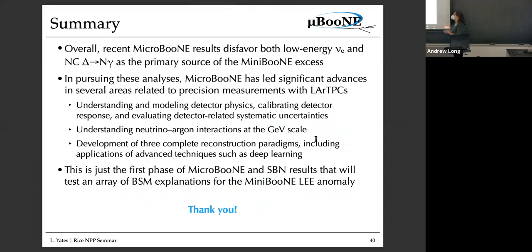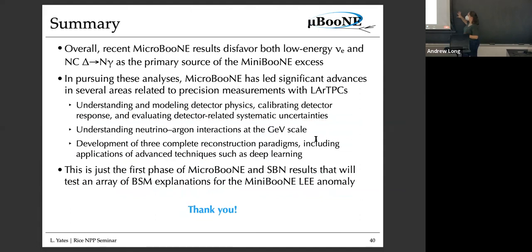Okay, so with that, I'll wrap up and I can take extra questions. MicroBooNE put out its results last fall. These first results addressing the low energy excess seem to disfavor both the low energy νe and NC delta radiative as the primary source of the MiniBooNE excess.